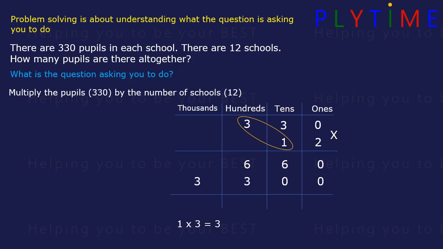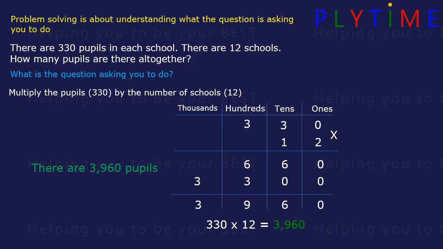Then we need to add these together. 0 plus 0 is 0, 6 plus 0 is 6, 6 plus 3 is 9, and 3 plus 0 is 3. It's a total of 3,960. There are 3,960 pupils altogether.